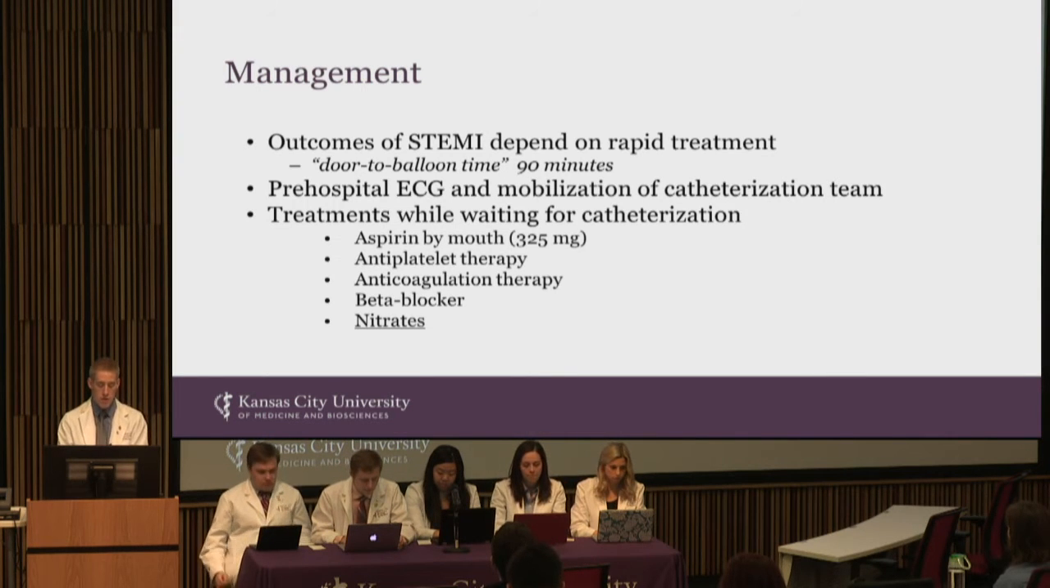While waiting for catheterization, the following treatments can be initiated but should not result in delay, including a full-strength aspirin given by mouth, further antiplatelet therapy, anticoagulation therapy, beta blockers or nitrates, which are routinely used for the treatment of acute chest pain. However, nitrates dilate both arterial and venous vessels and are contraindicated in patients with suspected right ventricular infarction, which was the case with our patient.